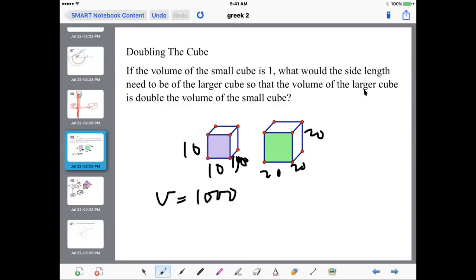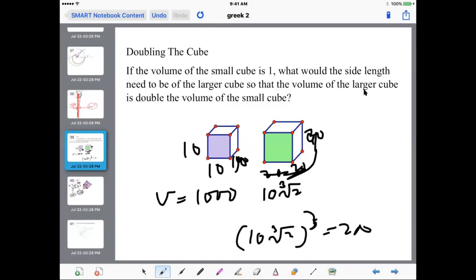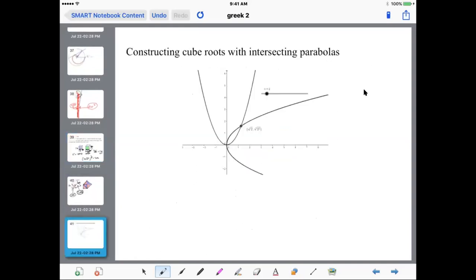So that required getting the side length to be 10 times the cube root of 2. If you do 10 times the cube root of 2, and you cube that, 10 times the cube root of 2 cubed is 200. Cube root of 2 is about 1.26. So the doubling the cube problem is about starting with a line segment and trying to construct a line segment whose length is the original multiplied by the cube root of 2. And they figured out a sneaky way to do this.